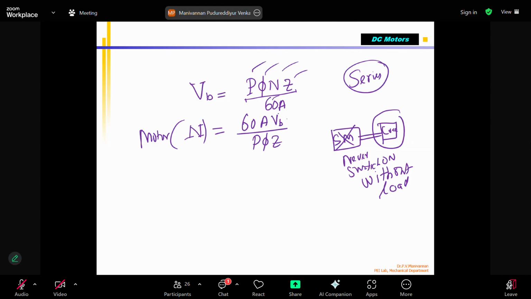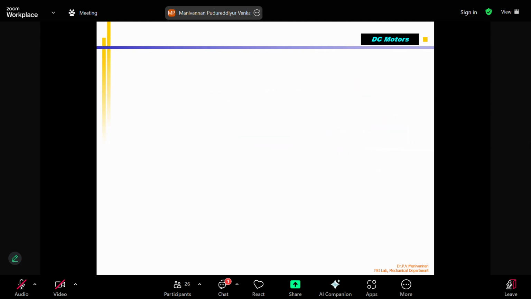Suppose here there is a Vb equation also. Vb is proportional to omega, correct? We already saw the equation for Vb in the previous class. Then you need to calculate Vb, substitute Vb here, then find out the speed for a given number of poles, Z and A. These constants will be given. 60 is a constant already. So note this down. Okay. Now, if you want to see the important characteristics of the series motor, we are talking about the DC series motor.